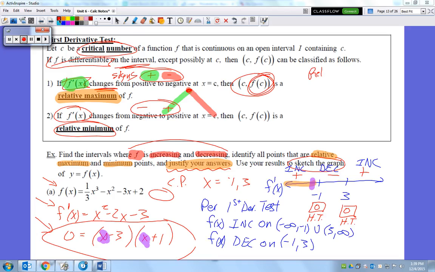Relative max at, so this is different, at what? I'll be a little bit more exact. There you go. Relative max, yep, at x is equal to negative 1. Now here comes this part. Why? Justify that.